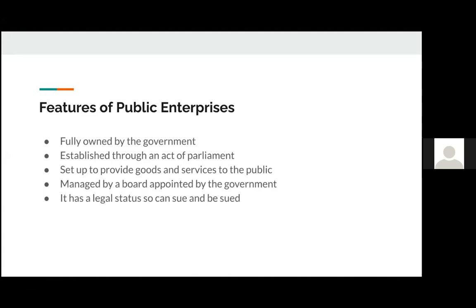So a lot of countries would have, say, the electricity sector owned by the government. The water is owned by the government. That would be a public enterprise because it's set up to provide certain goods and services to the public. It's managed by a board appointed by the government, and it has a legal status so it can sue and be sued.